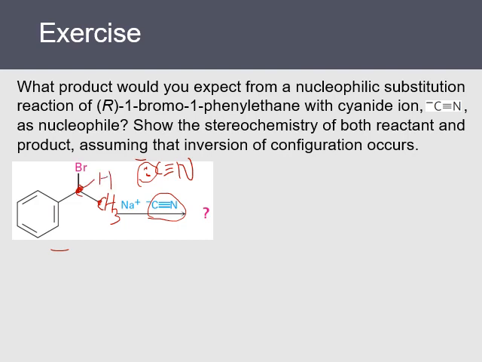Now, how do we draw the R configuration structure? In organic 1, you learned that first we rank the substituents around the chirality carbon. So this is the chirality center, and we rank according to atomic number. Bromine is the highest ranking, so it's number 1.